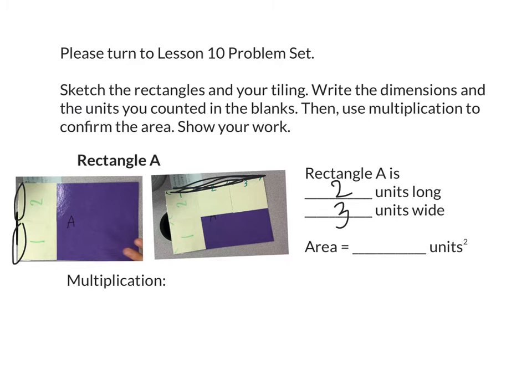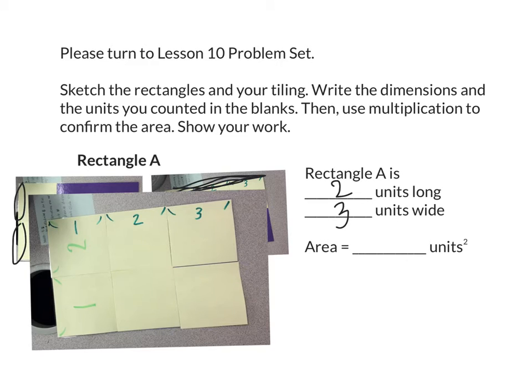Now, if we were to use more square units to completely fill up rectangle A, do we have room for more square units right here? Okay, go ahead and fill those in and see how many square units it takes to take up as much space as rectangle A. Now that we've covered up our entire rectangle with square units, we can count to see how many square units it takes.